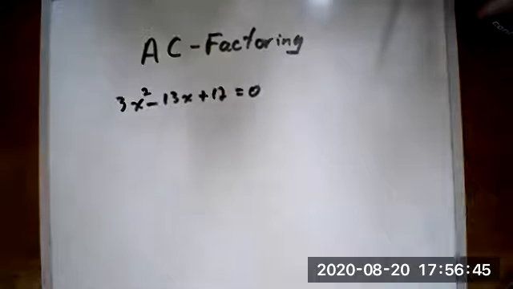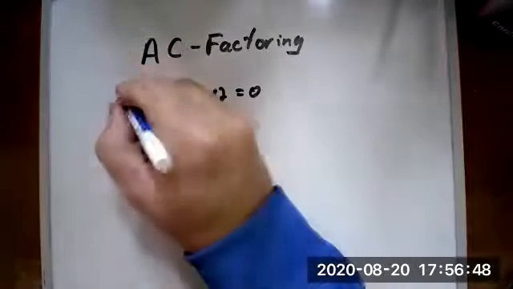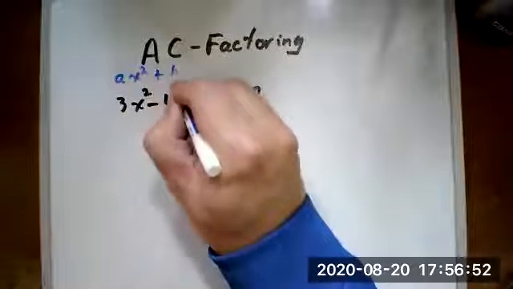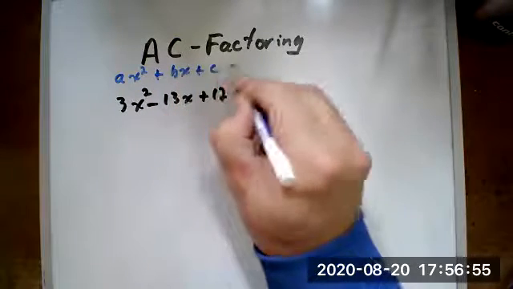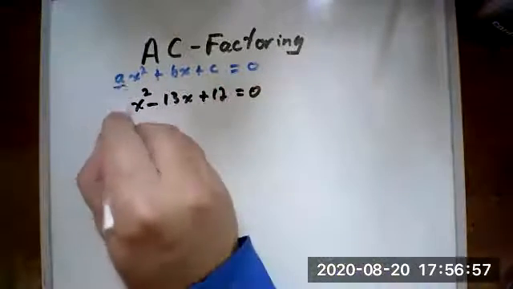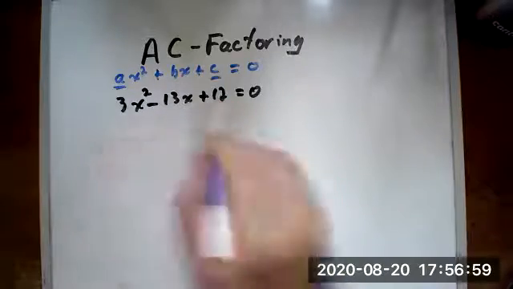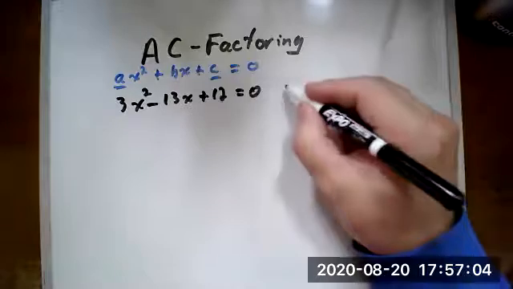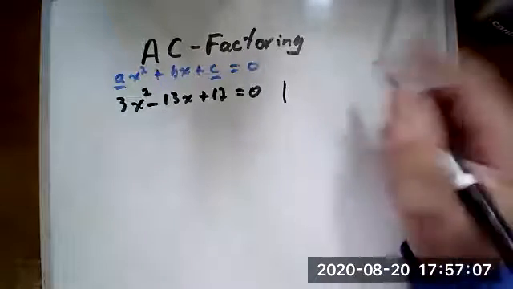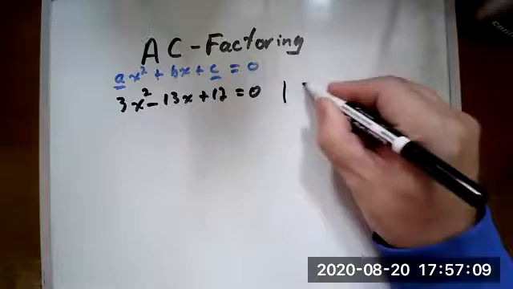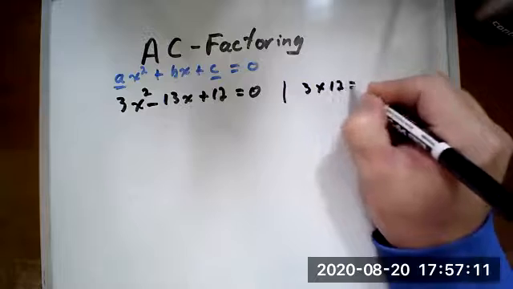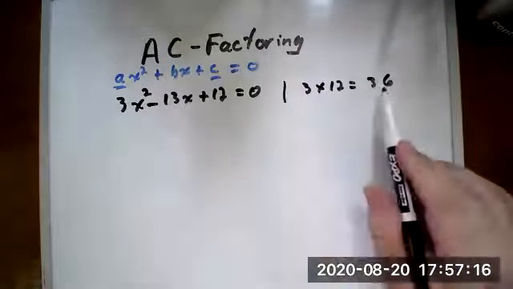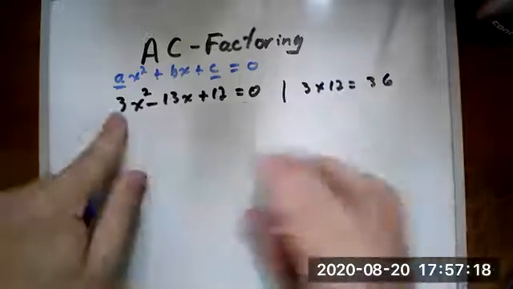With AC factoring, we want to remember that this really is about the form ax squared plus bx plus c equals 0, so that the a and the c that we're looking for are there. Immediately, when we have a situation like this, we want to set up a sidebar that tells us we're looking for 3 times 12, which is equal to 36. So there's my 36 that I'm going to be looking for the factors of. 3 times 12 gets me 36.